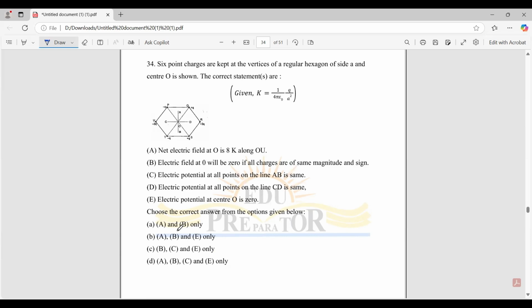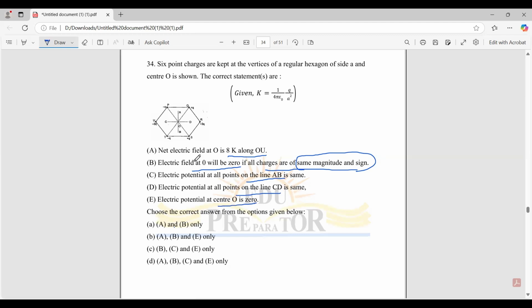Now we are having a few options. If you just read these options, the net field at A is 8K along OU, that's the first one. Electric field at O will be 0 if charges are of the same magnitude and sign. Now let us recollect our class 12th, this point has some link with us. Then it says the potential at all the points on the line AB is the same, potential at all points on CD is the same, and potential at center is 0.